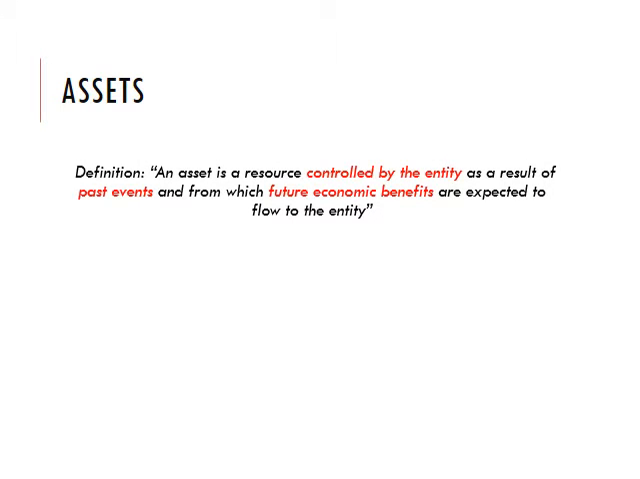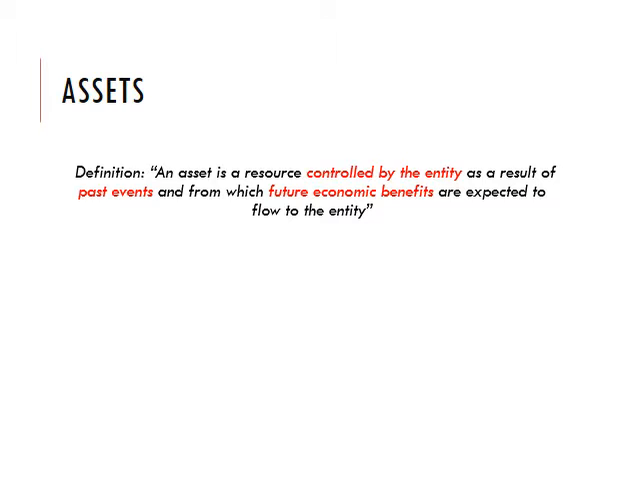So let's start by looking at assets. Now, an asset is a resource controlled by an entity as a result of past events and from which future economic benefits are expected to flow to the entity. So let's try and look at this and work out what it actually means. Well, first of all, when we refer to an entity, that might be a company, it might be a sole trader, a partnership, or another kind of organization.